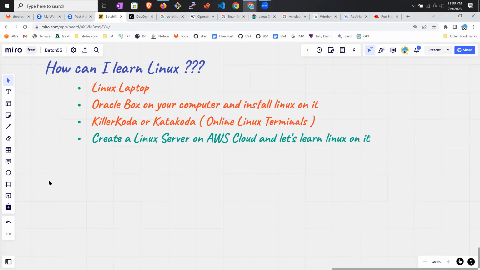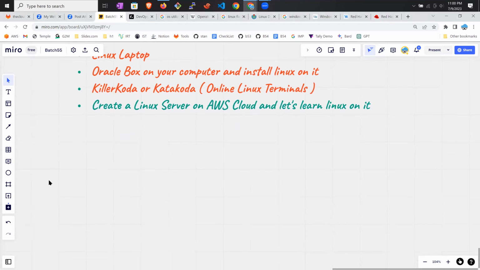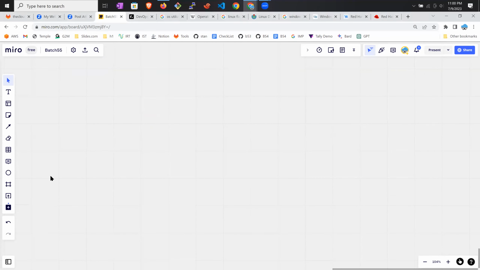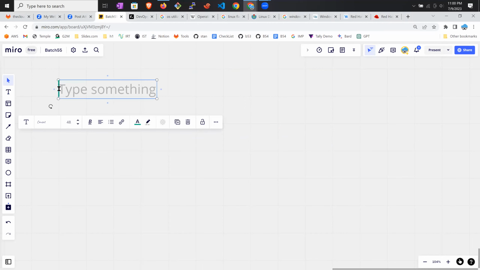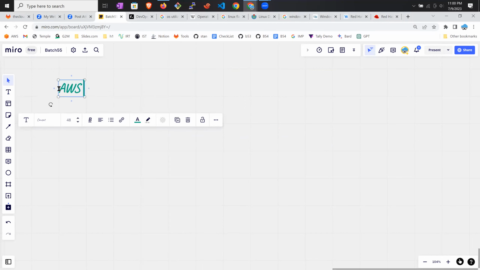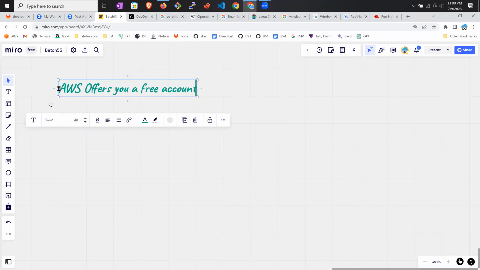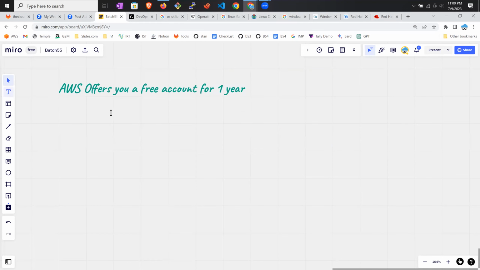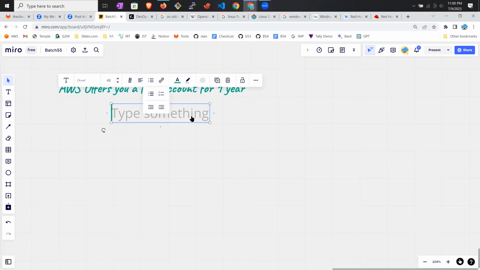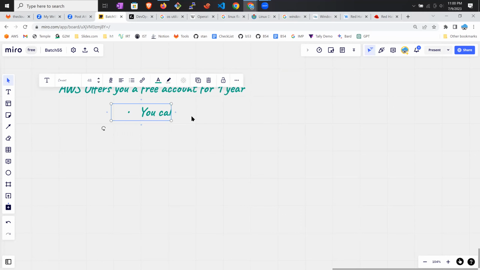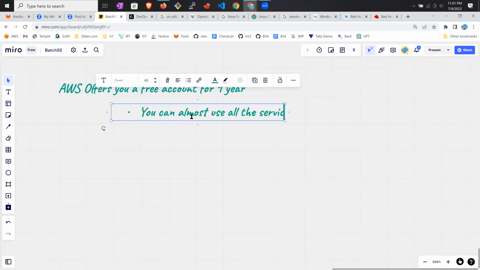The best thing with AWS is that AWS offers a free account. If you follow the tips that I'm going to teach you, you end up paying less than 100 to 200 rupees per month. We're going to use almost all the best possible services. So AWS offers you a free account for 1 year, and within this 1 year, you can use almost all the services offered in AWS for free.